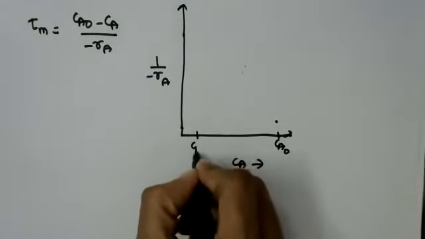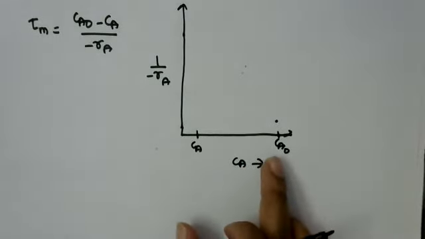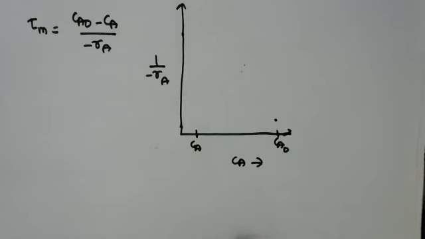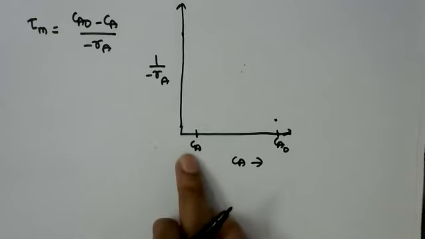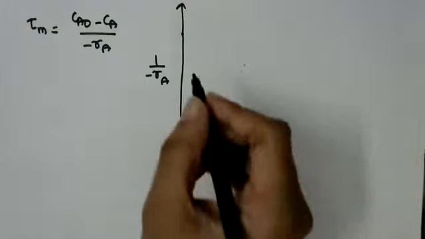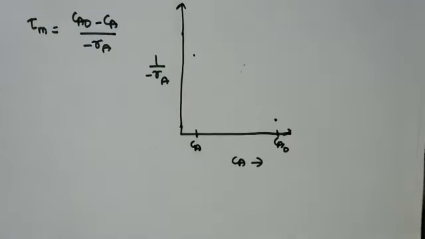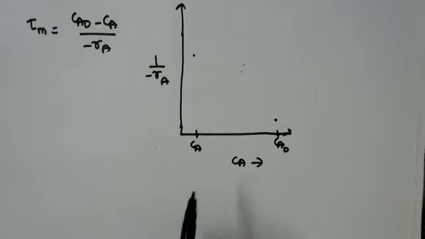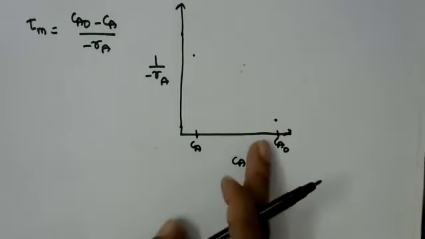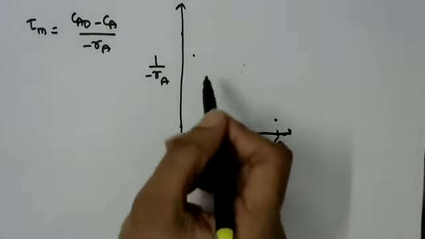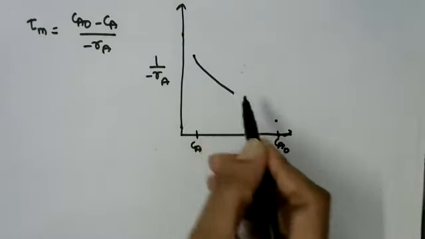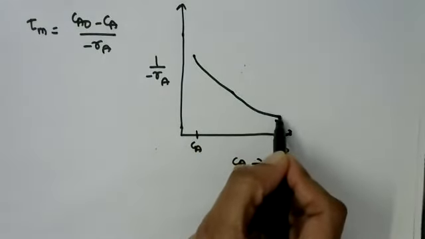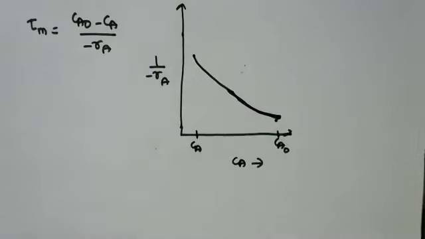Now, say you have carried out the reaction till the reactant concentration falls from Ca0 to Ca. When the concentration is less, the rate of reaction is also less, and therefore 1 upon minus Ra will be more. So consider that this is the point which corresponds to the condition when the concentration is Ca. Accordingly, from Ca0 to Ca at various values of concentration, you can locate the points, and finally you can collect all the points.